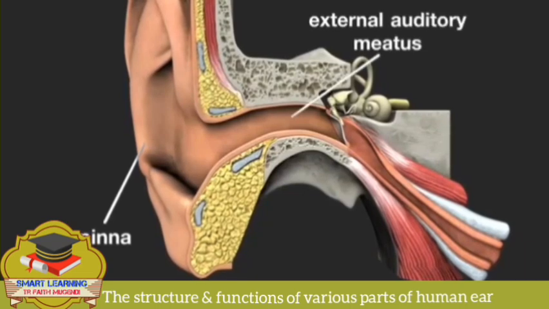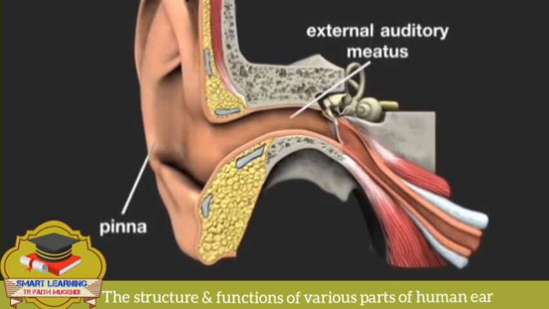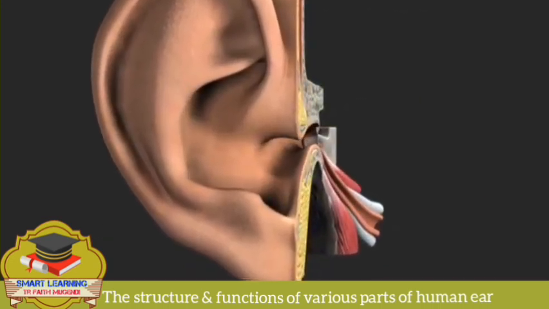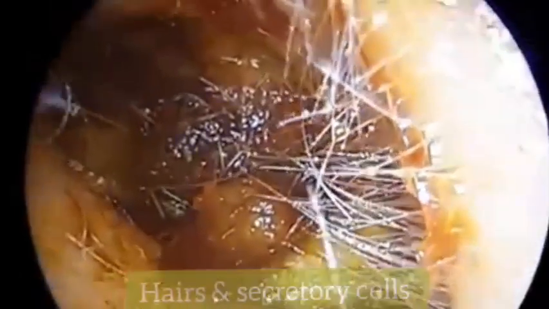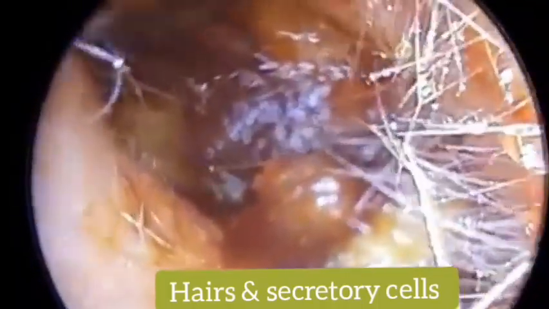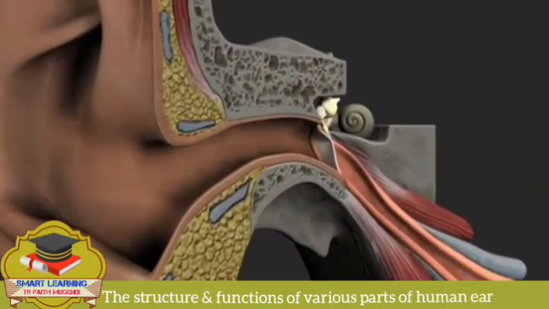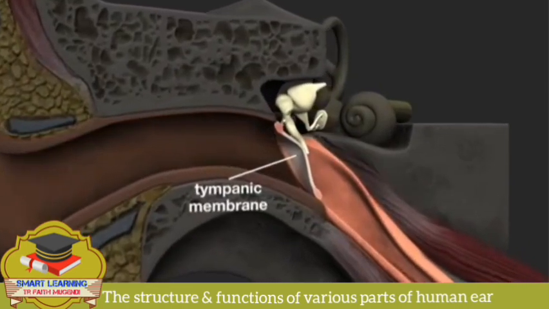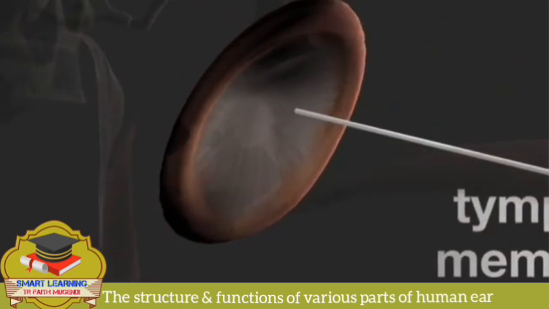The auditory meatus. It's a canal that channels sound waves to the eardrum, also known as the tympanic membrane. The membrane lining the auditory canal has secretory cells that produce wax and hairs, both of which trap dust and germs, preventing them from getting to the inner part. It is the auditory meatus that extends to form a membranous structure called the eardrum or the tympanic membrane.